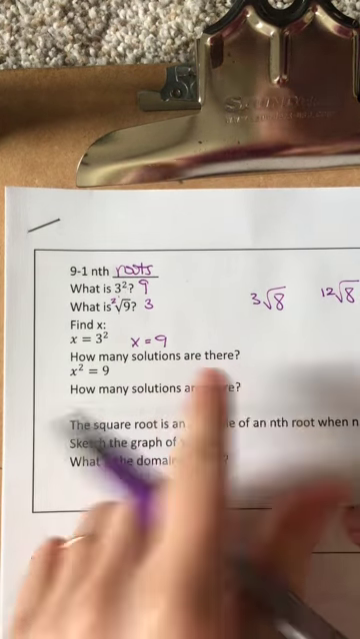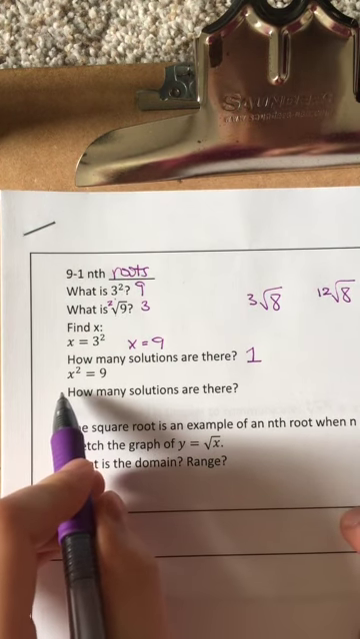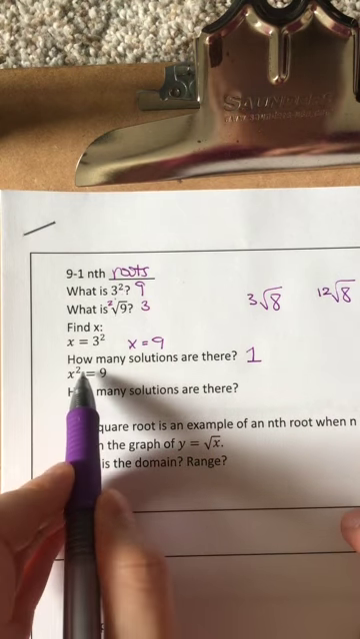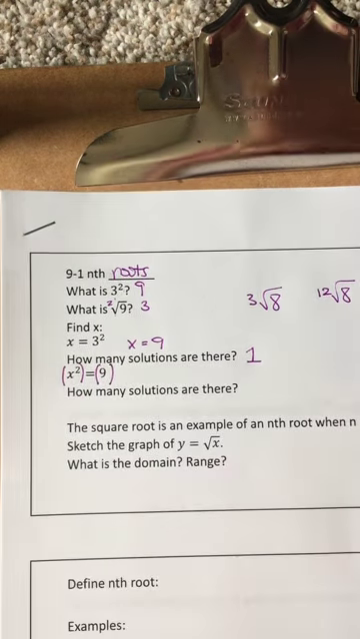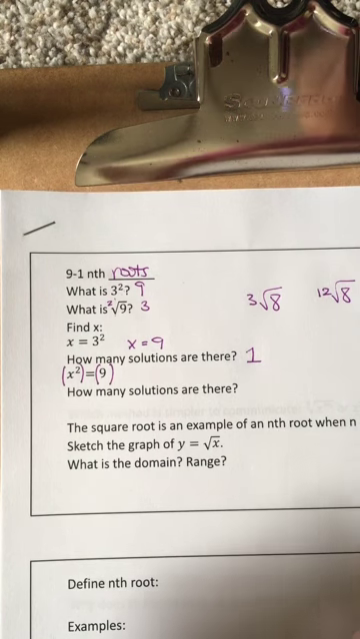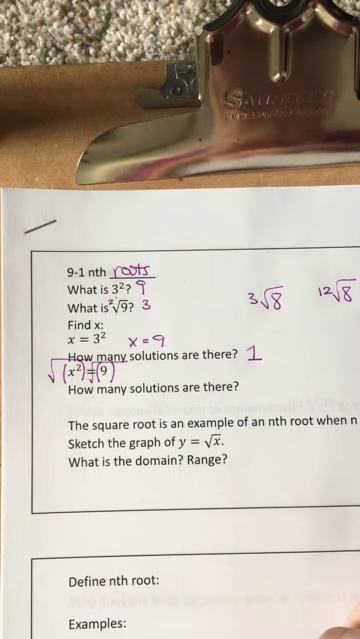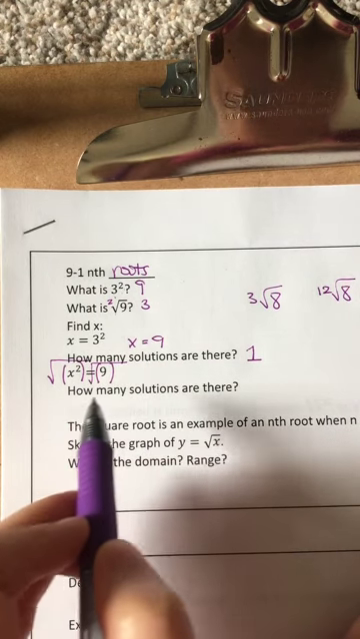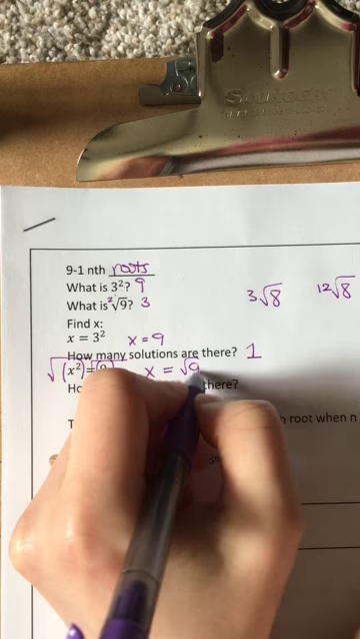How many solutions are there? In this case, there's just one solution. 3 squared only gives you one number as the output. In this case, for the next equation, x squared equals 9. How many solutions are there? So something squared equals 9. What you do to one side, you have to do to the other side. So if I take the square root of the left side, I have to take the square root of the right side. If I square root something that is squared, that leaves me with what? Just x. So x is going to be equal to the square root of 9.